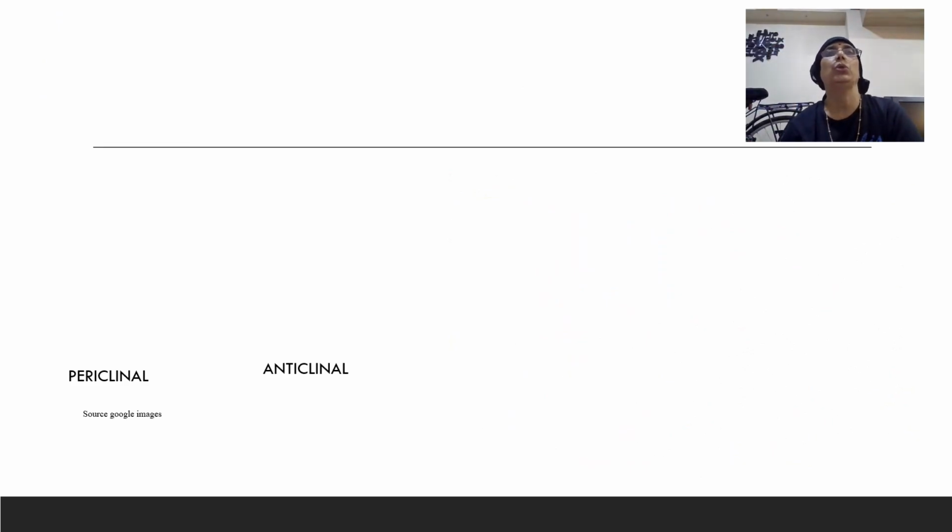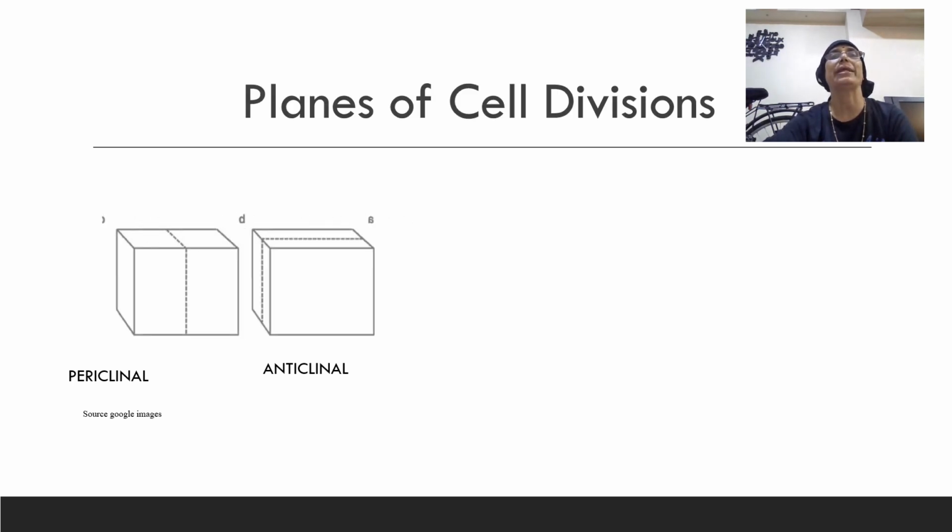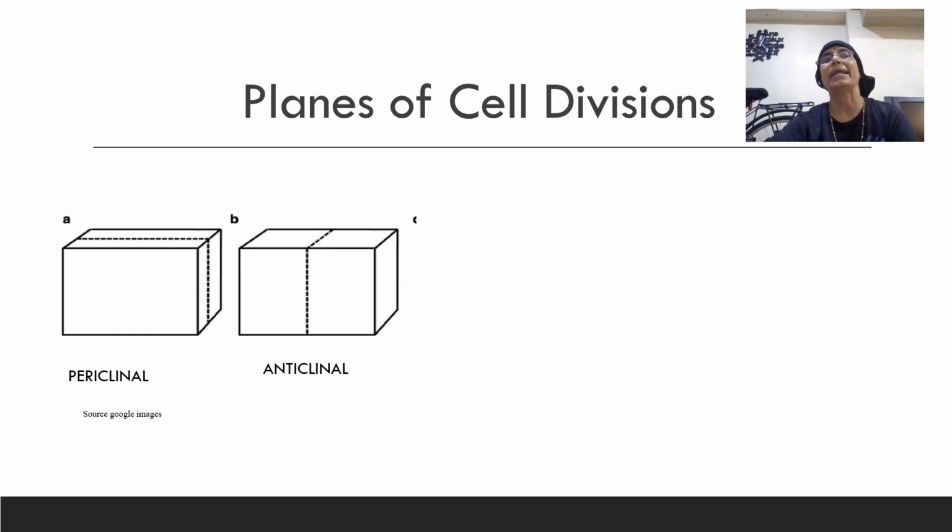Look here, students, you have to remember certain things in the beginning only, because now we will be talking in terms of the cell divisions, the plane, the mode in which they are dividing. So what are the planes of cell division? One is periclinal and another is anticlinal. In periclinal, it is parallel to the surface of the cell, and in anticlinal it is perpendicular to the surface. So these are the two planes of cell division.